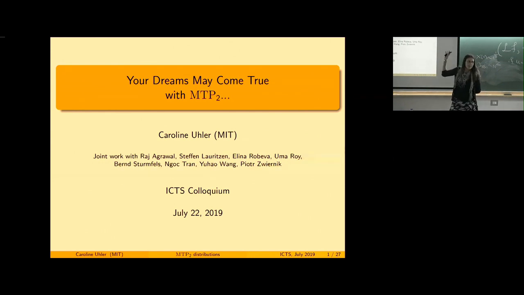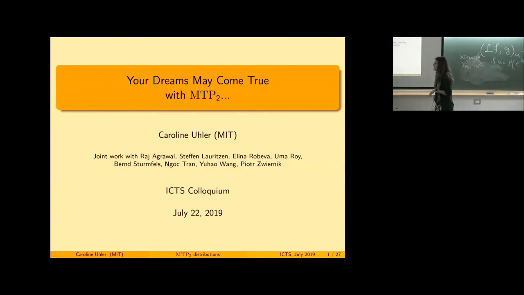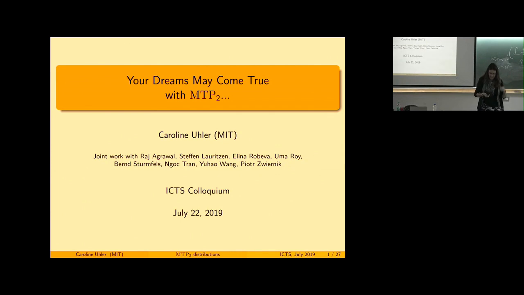I've come to really appreciate these kinds of distributions because they're inherent in many different data sets, but I think they have really not been made use of enough in terms of modeling. So I want to tell you a bit about the kinds of dreams that came true for me looking at these distributions, and I hope that maybe some of your dreams will also come true with MTP2 distributions, but we'll see.